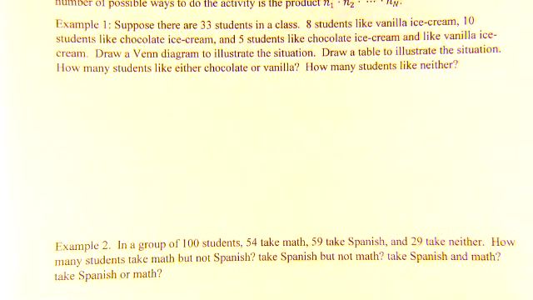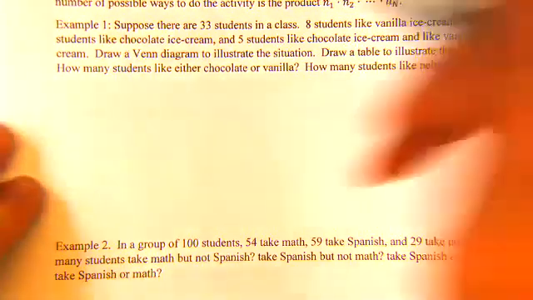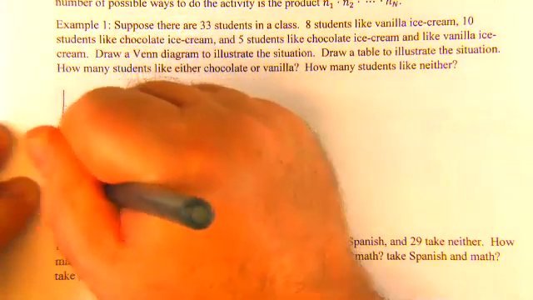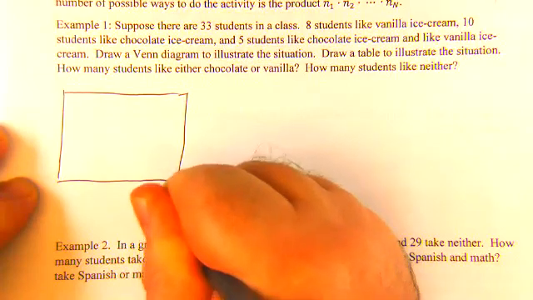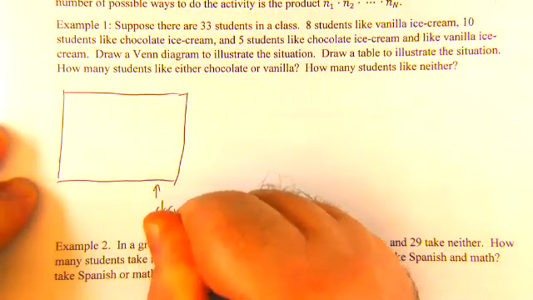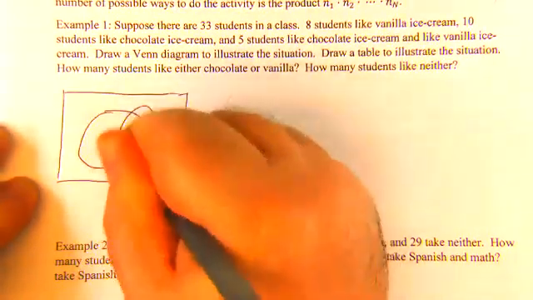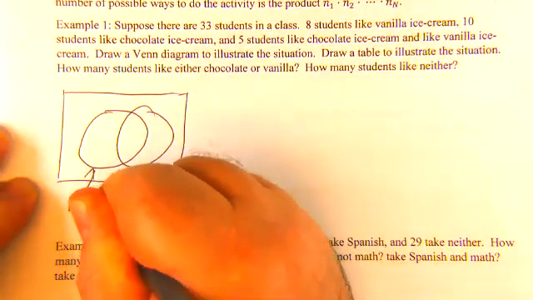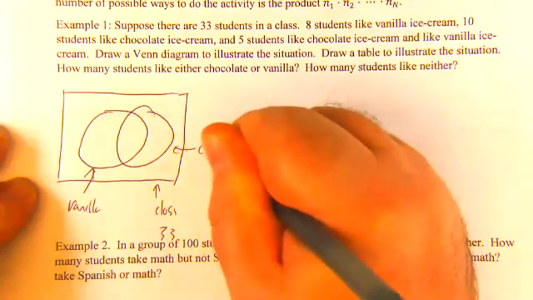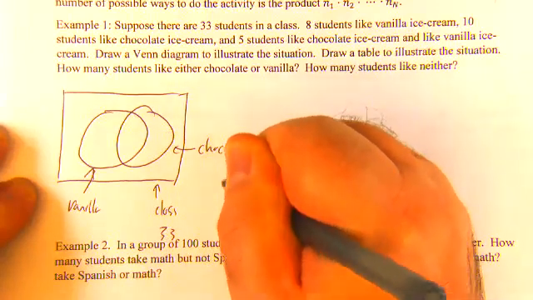Suppose you have 33 students in a class, 8 students like vanilla, 10 students like chocolate, 5 students like chocolate ice cream, and they also like vanilla ice cream. So draw a Venn diagram to illustrate this situation. So Venn diagram, the box represents the class, that's 33 students. We have one circle for people who like vanilla, one circle for people who like chocolate.